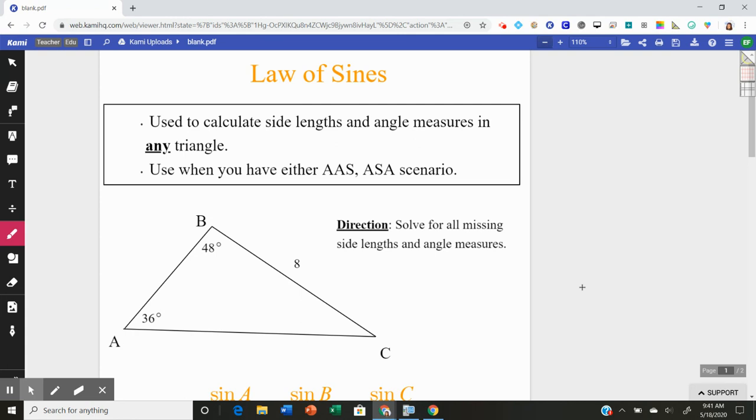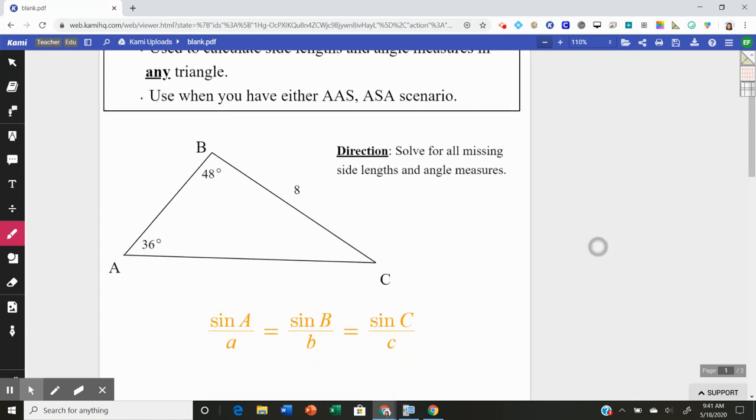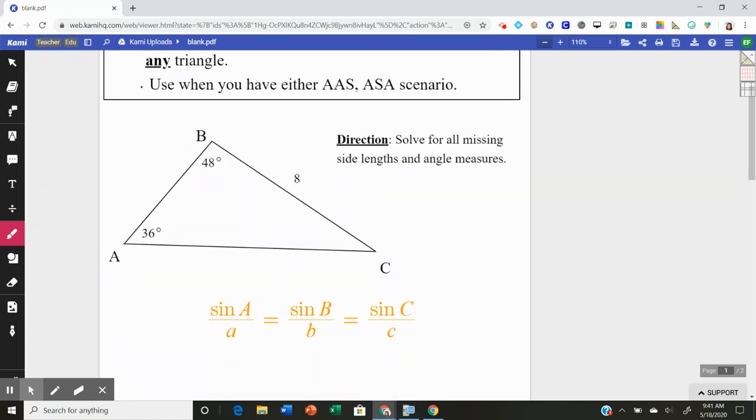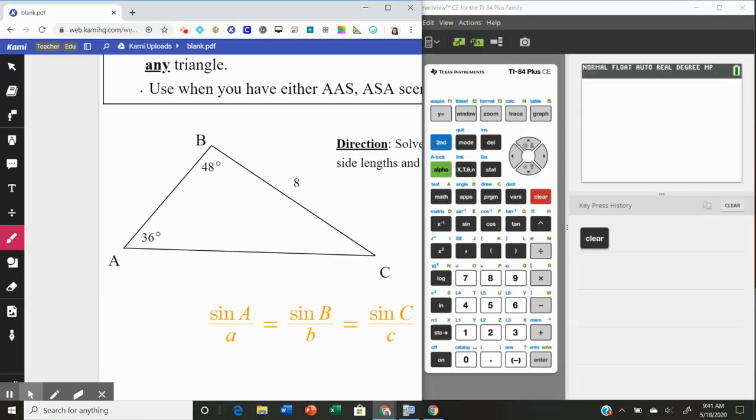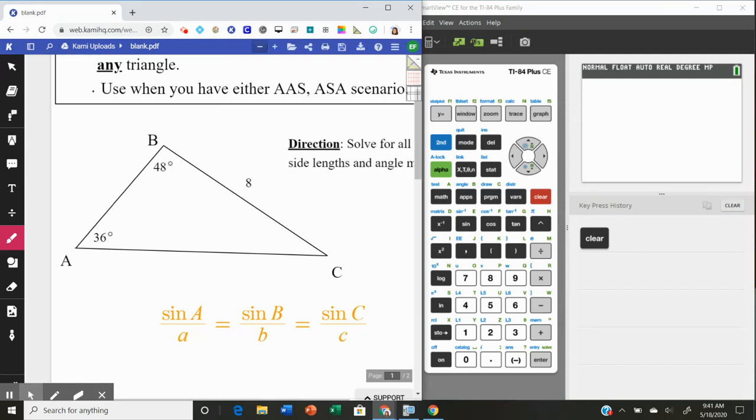So without further ado, let's take a look at our first example here, where we're asked to solve for missing side lengths again and angle measures. So like before, we talked about that all the angles of a triangle will sum to 180 degrees. So if we're looking at a 36-degree angle and a 48-degree angle, let's do the easy stuff first. Let's solve for our angle C.